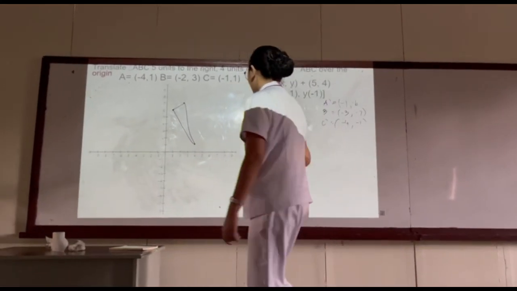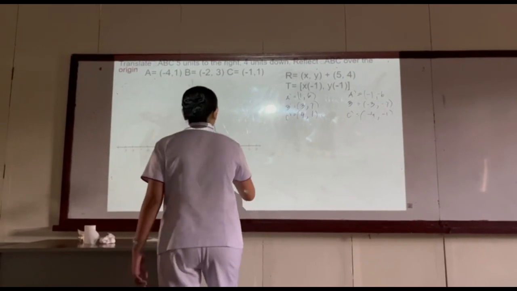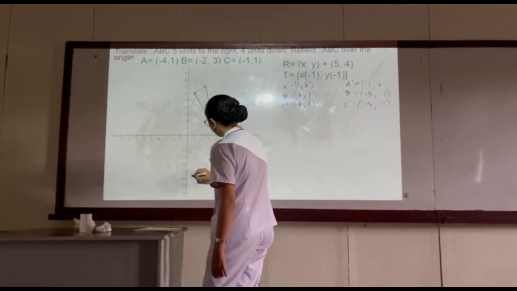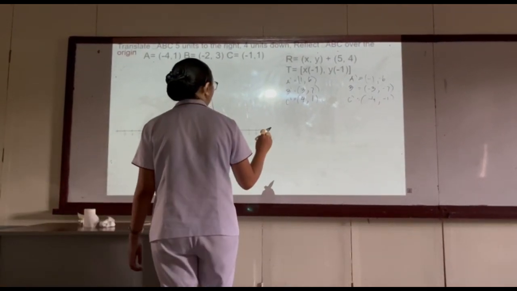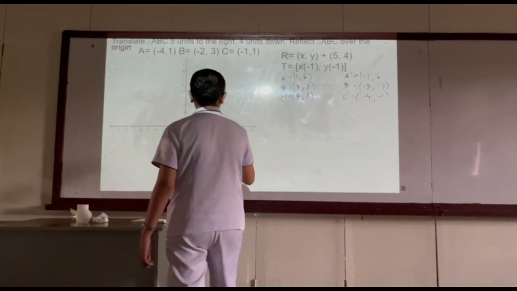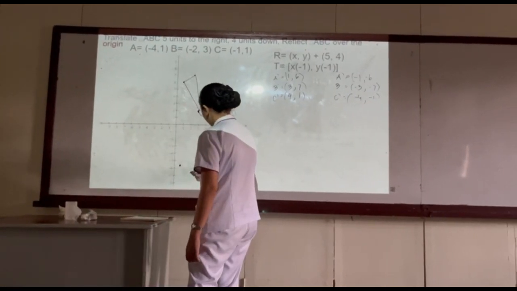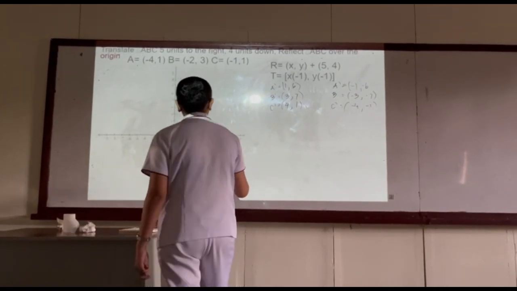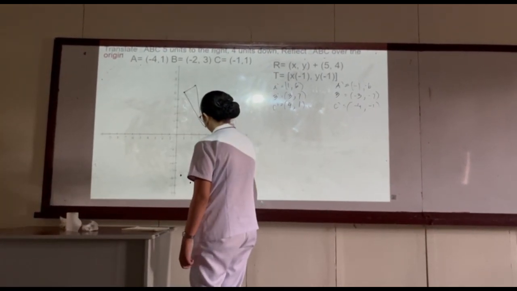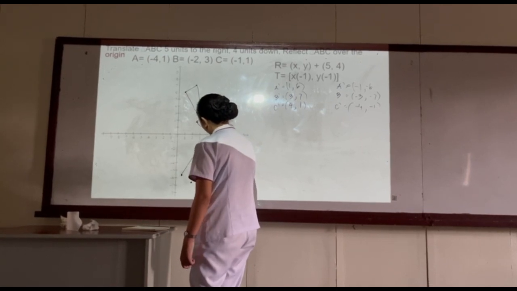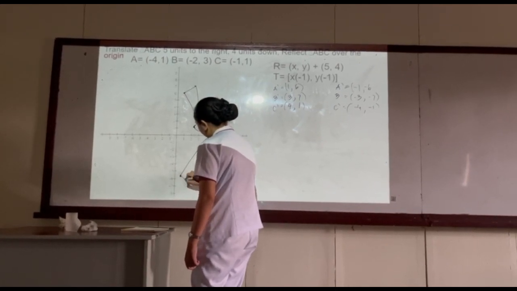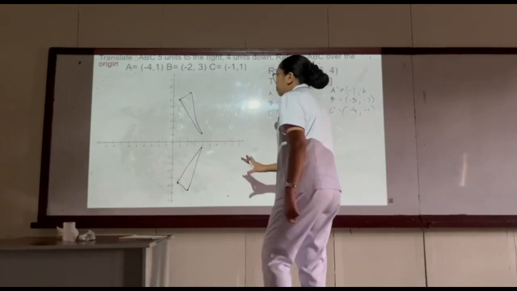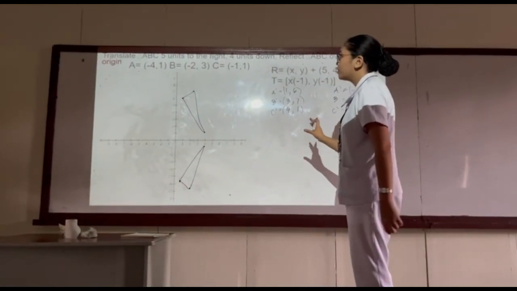Now, if we plot A, 1, 6, B is 3, 7, C is negative 4 and 1. So as you can see, we're able to successfully reflect the object.